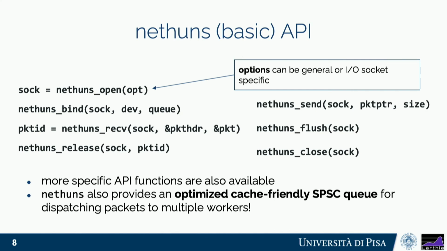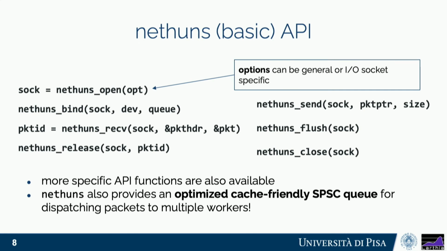In terms of API, the API provided by Nethuns is pretty much the one you can expect from a library like that. So you have a basic number of calls: opening the socket, binding to a device, which is an interface and a hardware queue, receiving, releasing the memory, and so on. In addition, there are more specific APIs, which I didn't list here because I don't want this talk to be a man page. And finally, the framework itself offers an optimized, cache-friendly, single producer, single consumer queue, which is very optimized to run very fast and to allow dispatching packets to possibly multiple threads and multiple workers.